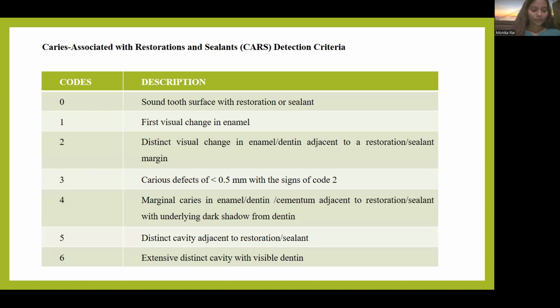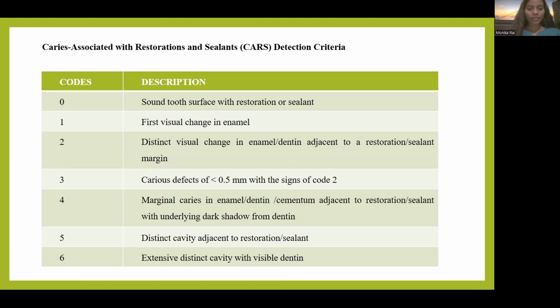So this is the codes. We have 0, smooth surface with restoration or sealant. In 1 we have first visual change in enamel, in 2 we have distinct visual change in enamel, dentine adjacent to restoration or sealant margin. In 3 we have carious defects of 0.5 mm with the signs of code 2.